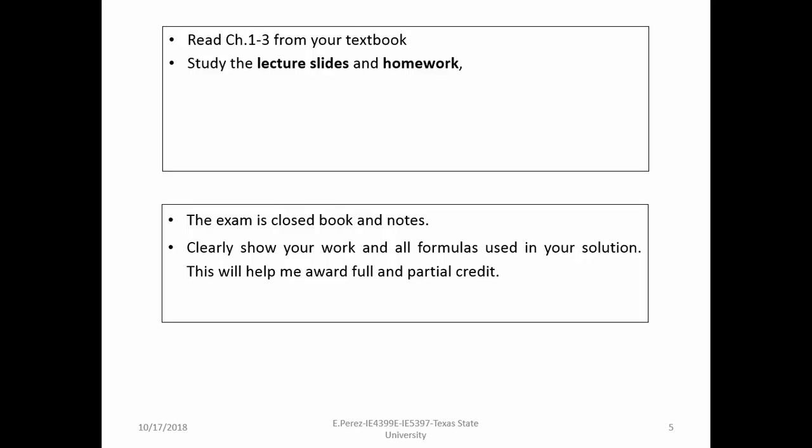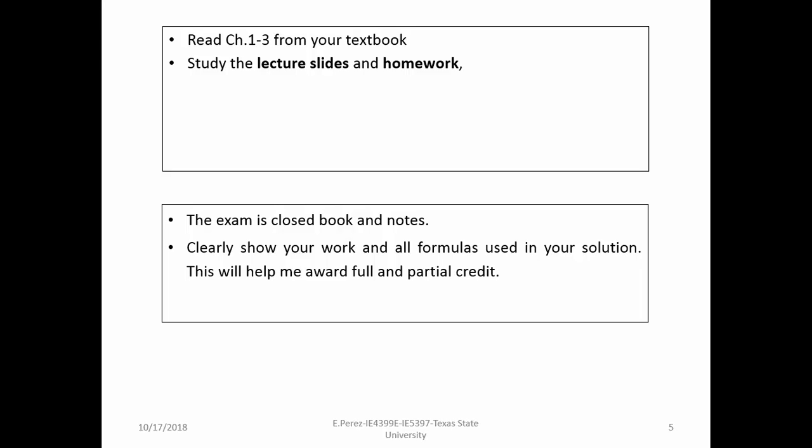But most importantly, you have to go through the lecture slides and the homework. And we'll make sure that everything is listed in terms of having the lecture slides with all the material. And also the homework solutions are posted for your review. So the exam is closed book and notes. You will not have any material with you, only your pencil or your pen.